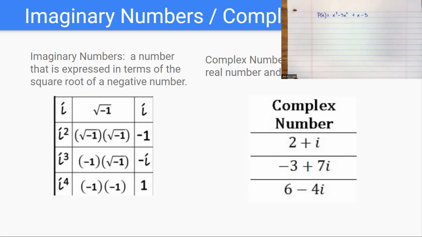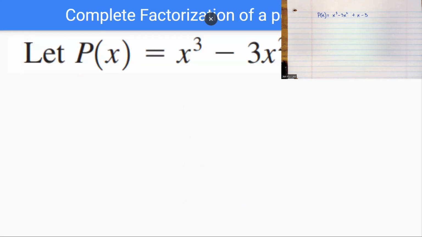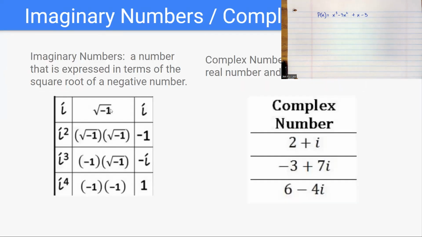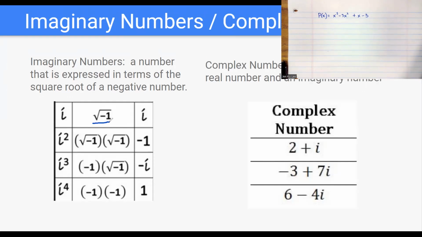Okay, imaginary and complex numbers, this is just a review. Imaginary numbers, remember, is just the square root of -1. Whenever you have a negative in the square root, that is going to be an imaginary number. So i equals the square root of -1, and i squared is always going to equal -1. These two values are the values that you're going to be using.